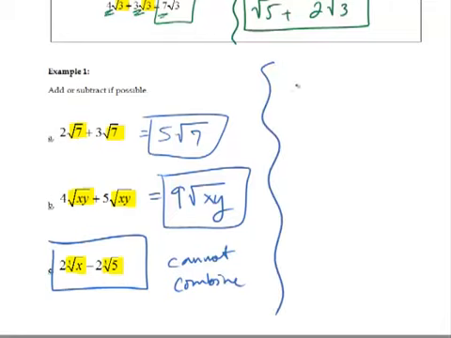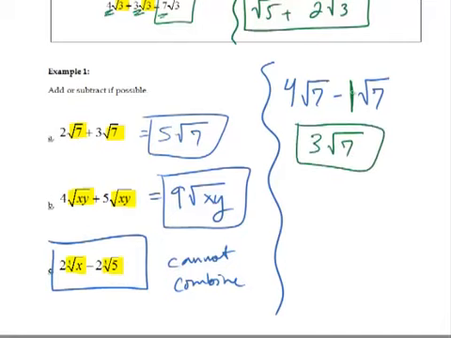One other example we want to point out for you is that let's say you have a 4 square root 7 minus a square root 7. And just to point out that if there is no number written in front of a radical, it's like having a 1 hiding in there. So it's 4 minus 1, or 3 root 7. So no number means a 1.